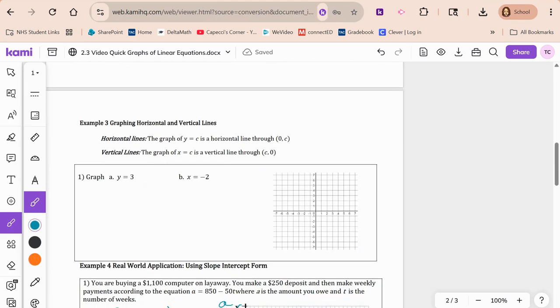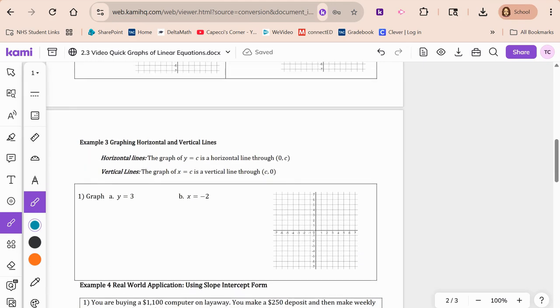All right, let's look at graphing horizontal and vertical lines, okay? So when we talk about VUXHOY, the V stands for a vertical line. We have an undefined slope.